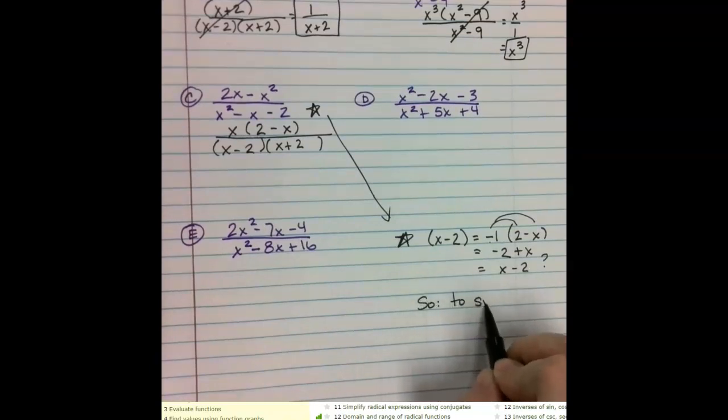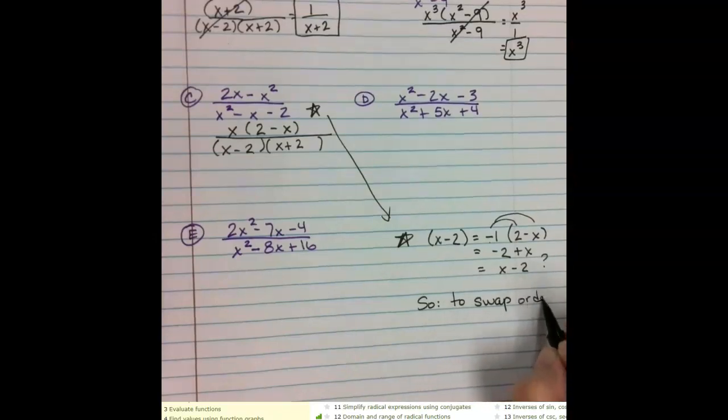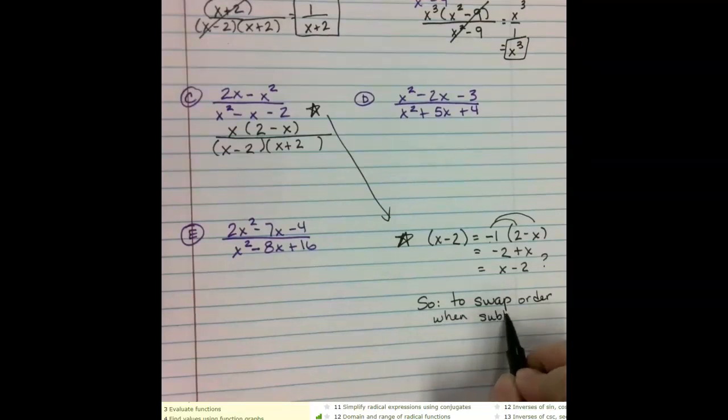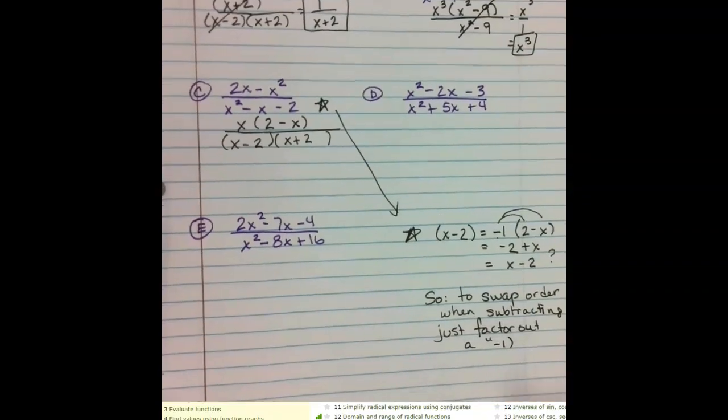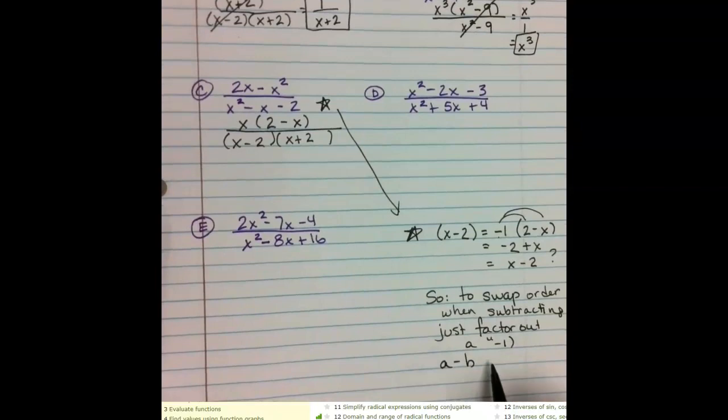So, to swap order when subtracting, just factor out a negative 1. In other words, if I have a minus b, if I take out a negative 1, I'll have b minus a. And it swaps the order here by just taking out the negative 1.